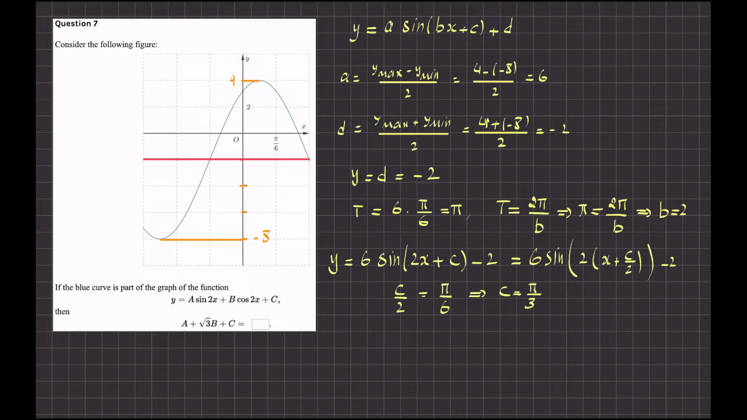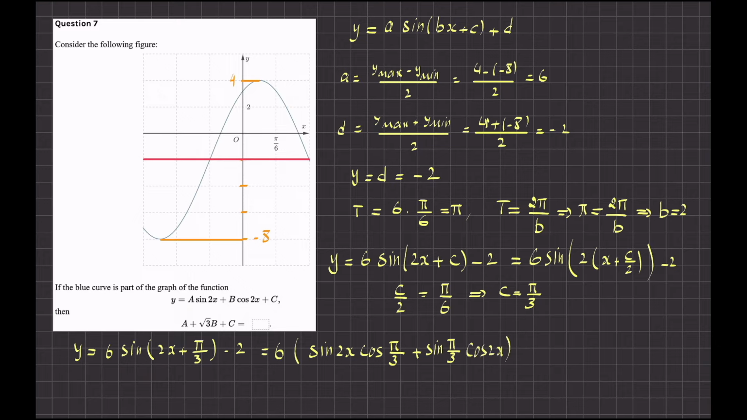Okay, now everything is ready. So y is equal to 6 sine 2x. I got c to be pi over 3, and then I have minus 2 at the end. But now this is not of this form yet. So I use the addition formula for sine to expand this expression. So it becomes 6, open a pair of brackets. Do you remember, sine of the sum of two angles is sine of the first one, cosine of the second one, plus the other way around, sine of the second one, cosine of the first one.